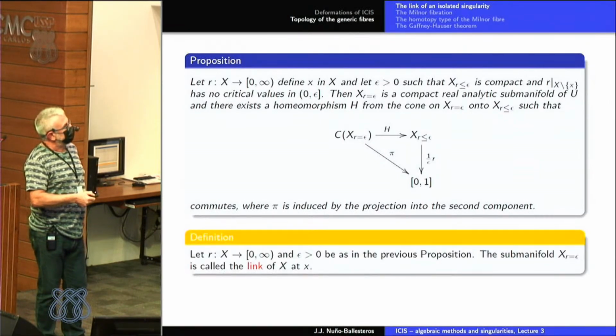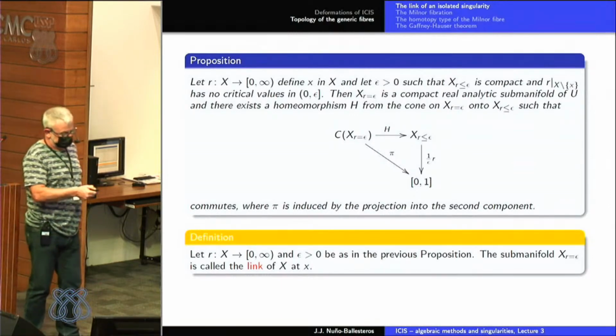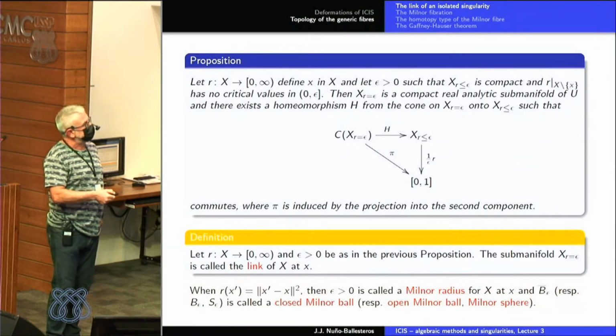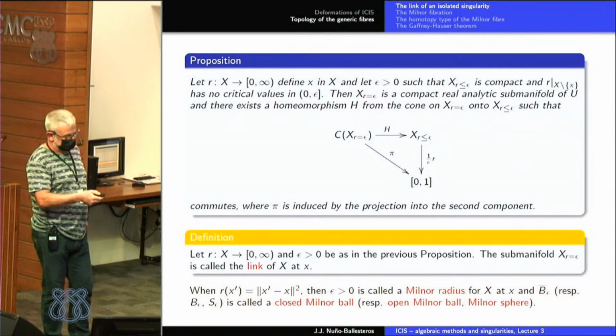Well, in this notation, this submanifold X sub R equal epsilon is called the link of X at X. And if we take the control function as the distance squared function, then this epsilon is called a Milnor radius for X at the point X, and the closed ball, the open ball, or the sphere are called the closed Milnor ball, the open Milnor ball, or the Milnor sphere.